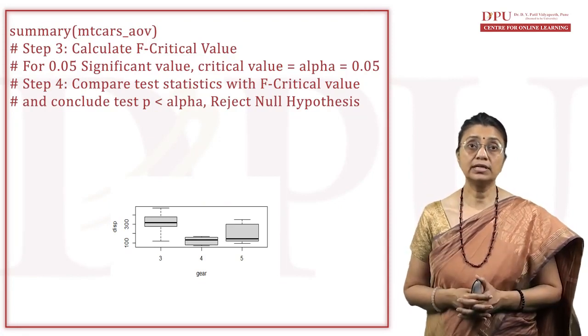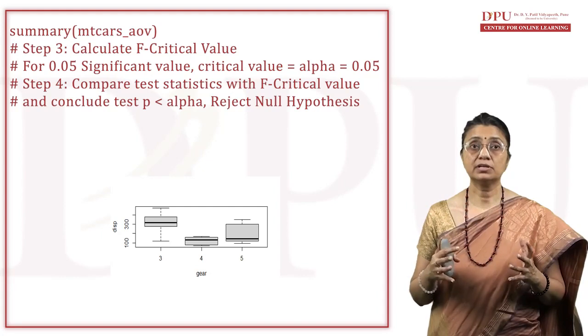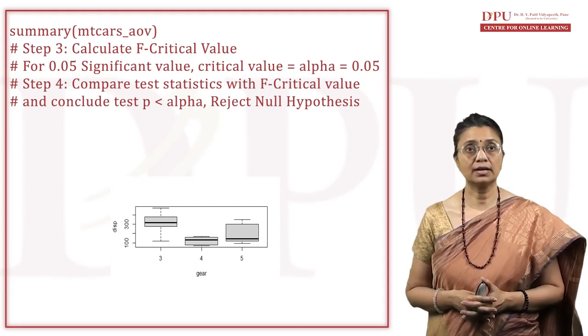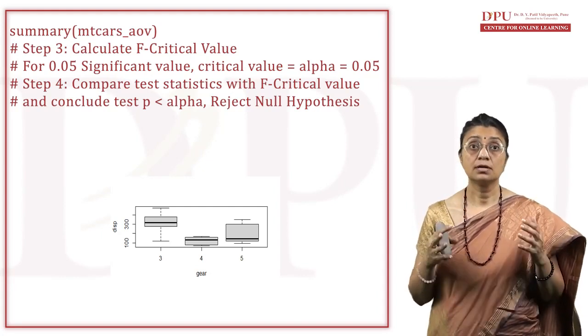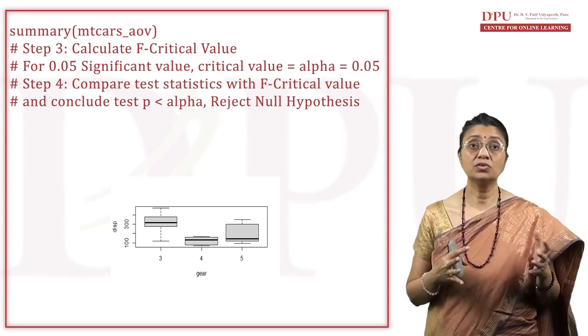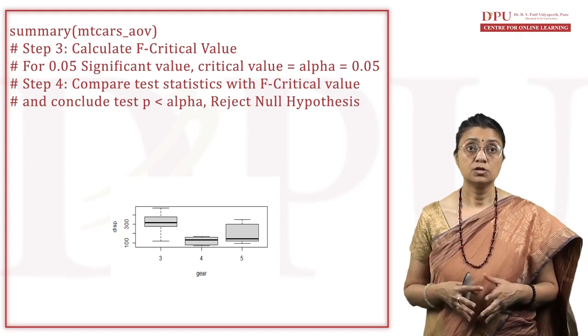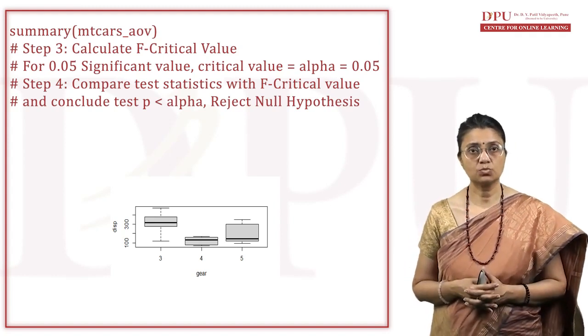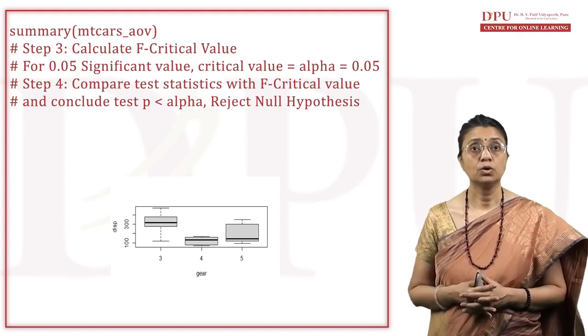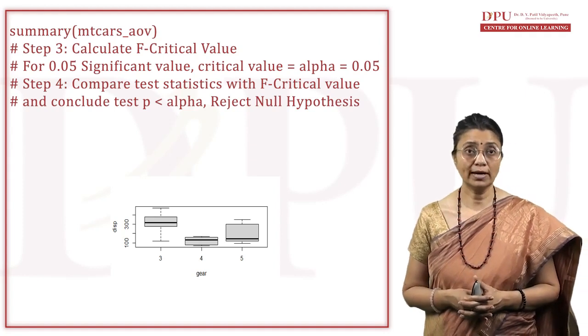Step 3 is calculate the F critical value. So after calculating the summary, we are calculating the critical value, which is the value that decides whether we have to go with the null hypothesis or the alternative hypothesis. So for a 0.05 significance level, alpha is equal to 0.05.